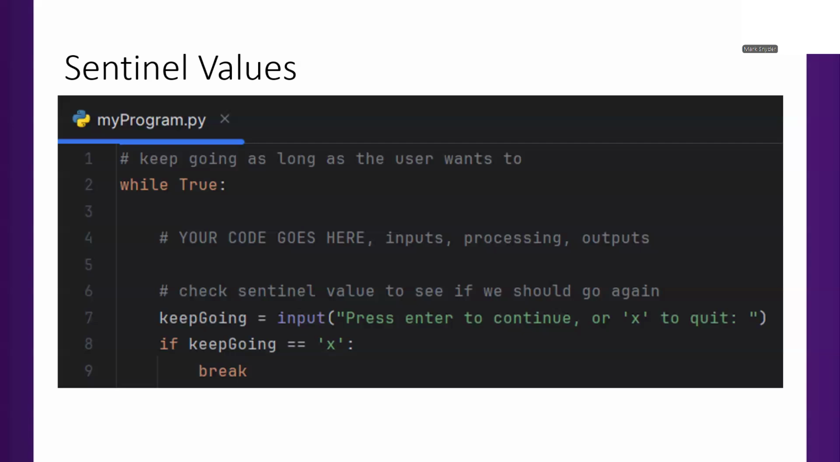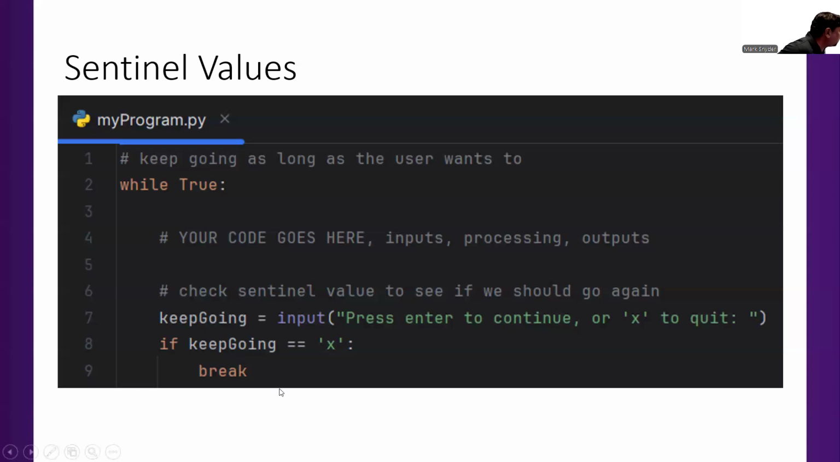So if I give you an assignment that says, keep asking the user if they want to do it again until a sentinel value is entered, that's the kind of pattern. And you don't have to use X to quit. You can do whatever you want. It's up to you, but that's the pattern that you're going to follow.